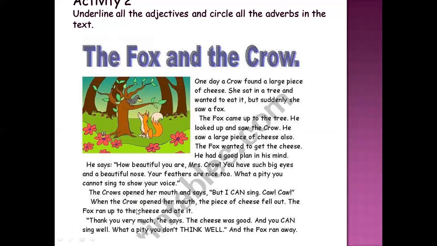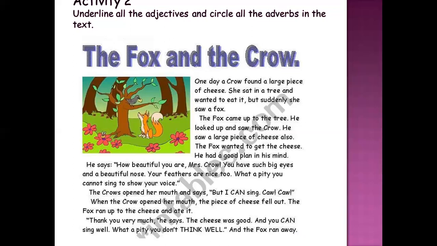The fox ran up to the cheese and ate it. "Thank you very much," he says. "The cheese was good, and you can sing well. What a pity you don't think well." And the fox ran away.